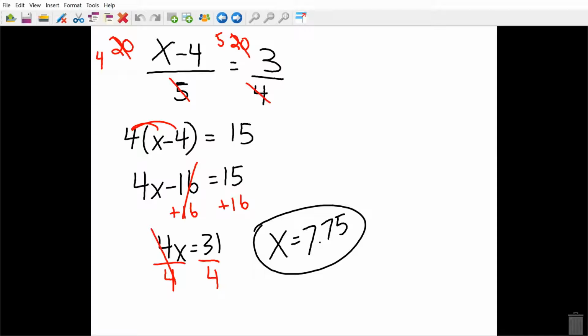Next, we have to move the 16 to help isolate the x. The opposite of minus 16 is plus 16. We do that to both sides. We get 4x equals 31. Divide both sides by 4. We get 7.75. Next question.